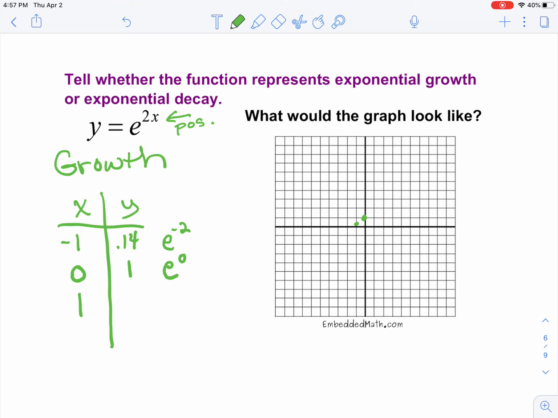Next, let's put in a 1. So e to the 2 times 1 is e to the second. e to the second power is approximately 7.4. So 1, 7.4. Don't forget, exponentials have an asymptote at y equals 0. So this is what our function looks like.